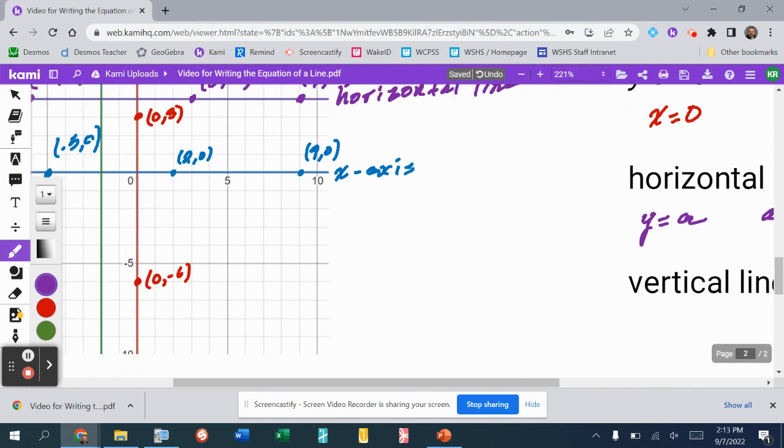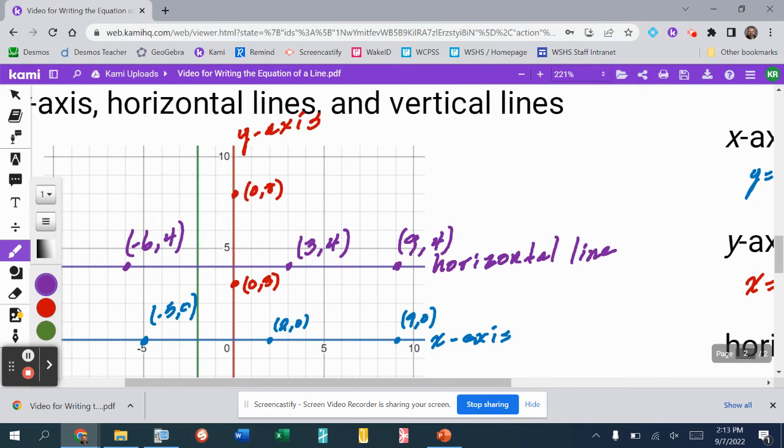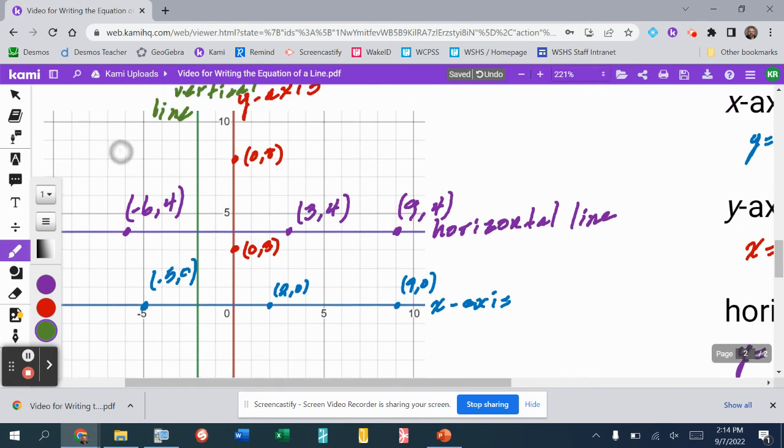Lastly, we have a vertical line. Here is our vertical line, which is this green one. Let me switch to green just to keep all the notes clear. There we go. This is our vertical line, and we're going to use a similar approach to what we did for the y-axis and the other line. Vertical line here in green. Notice it is not the y-axis. It's a vertical line. It's parallel to it.